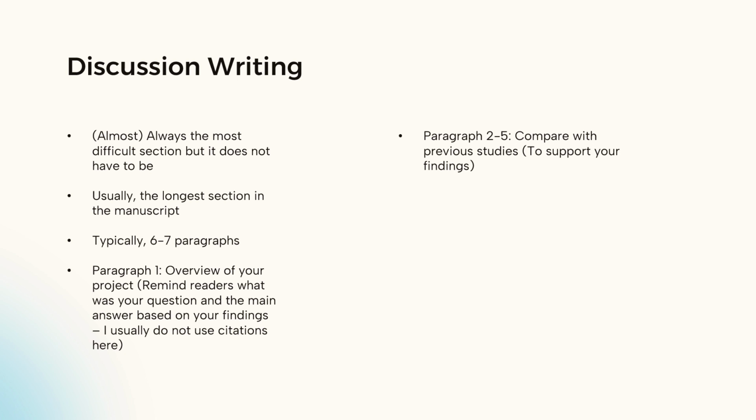So for paragraphs 2 to 5, you want to compare with previous studies. You want to cite studies that have supported your findings or have the same findings as yours. So let's say, for example, the most common complication in your study was complication A, and other previous studies mentioned the same complication as the most common one. You want to say that in our study we found this was the most common complication, and those other previous studies mentioned the same thing.